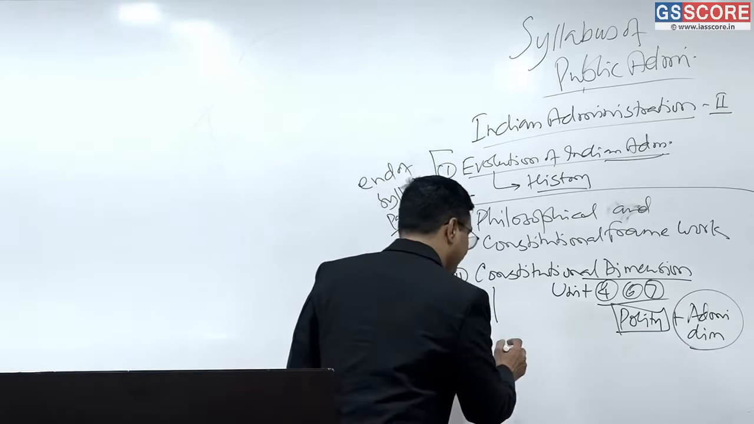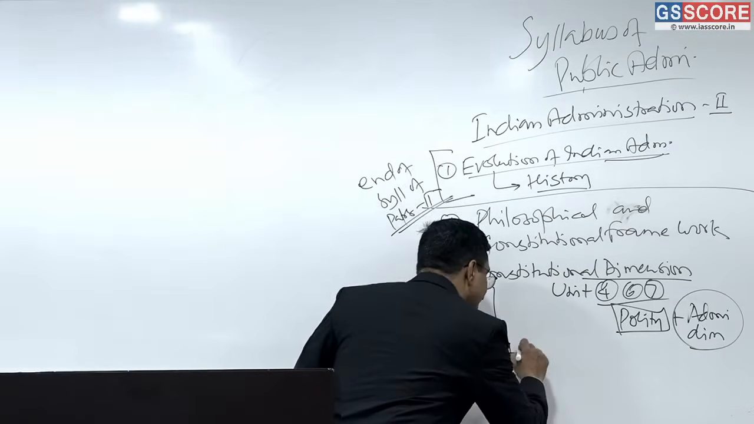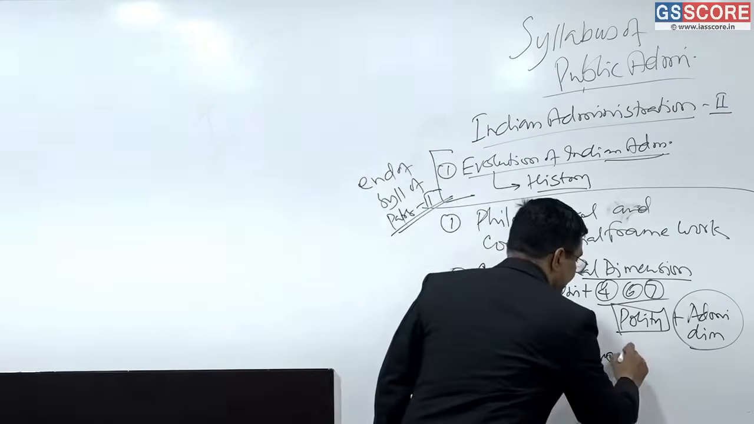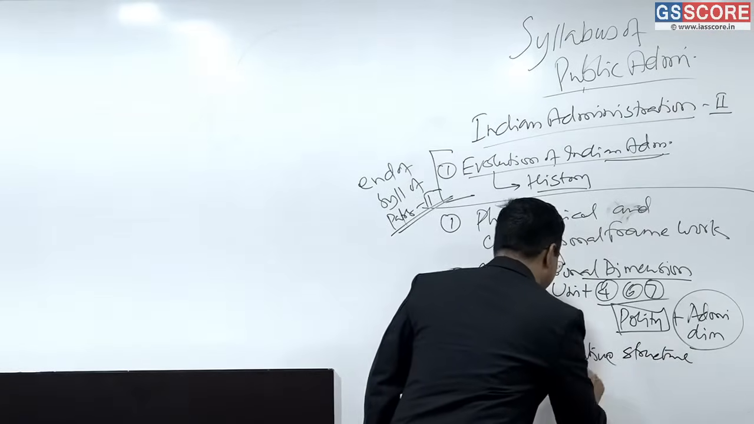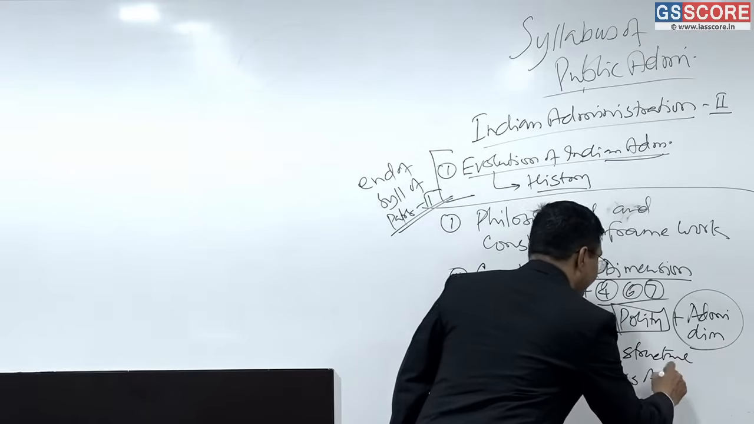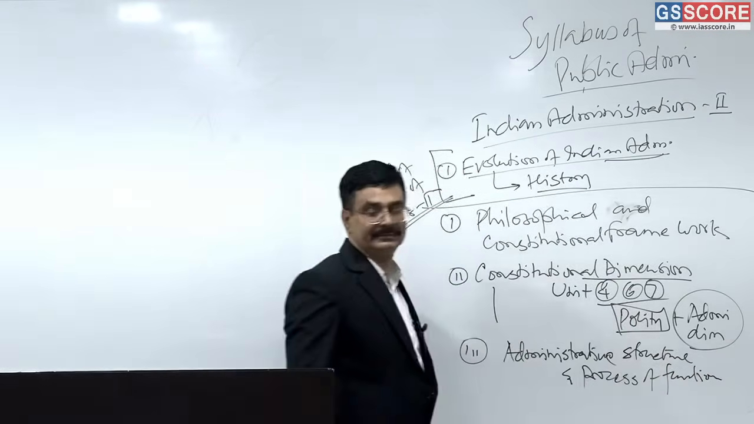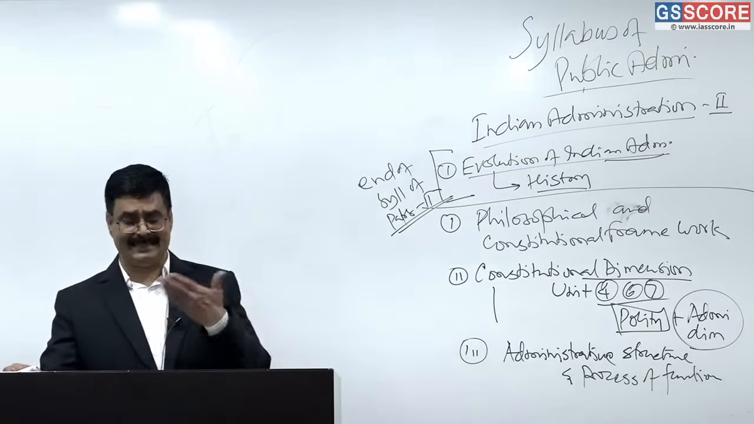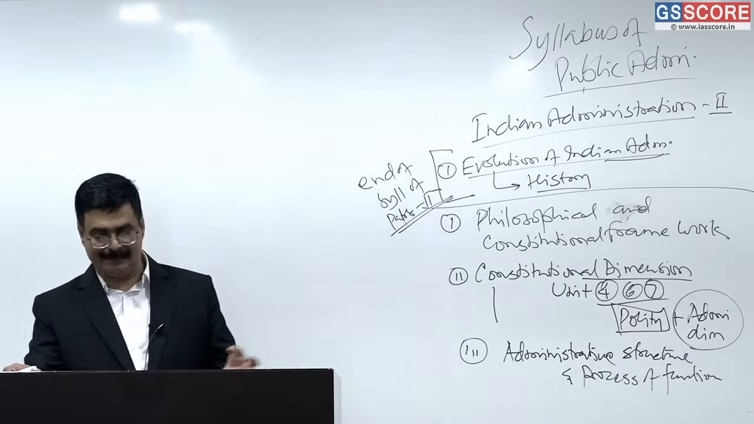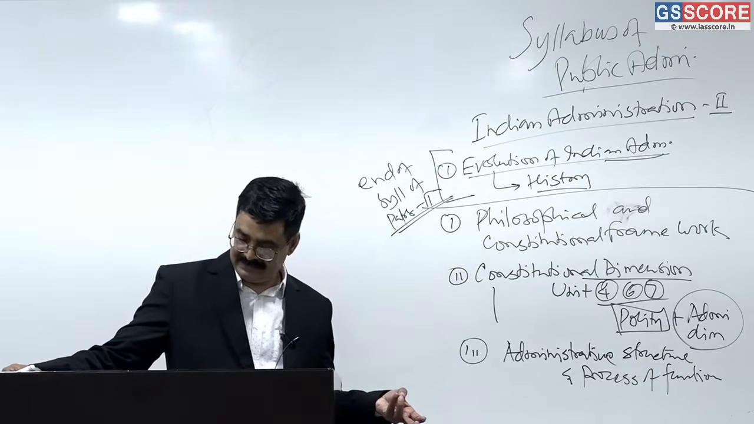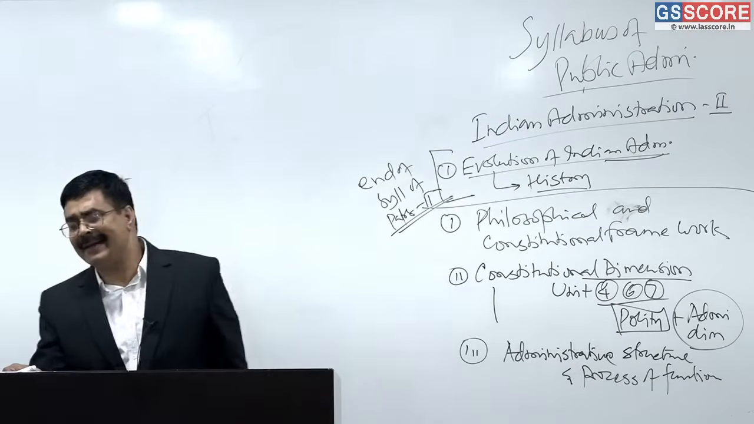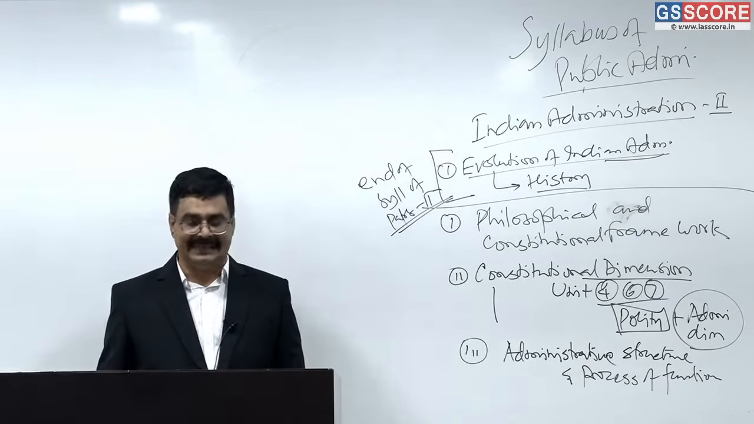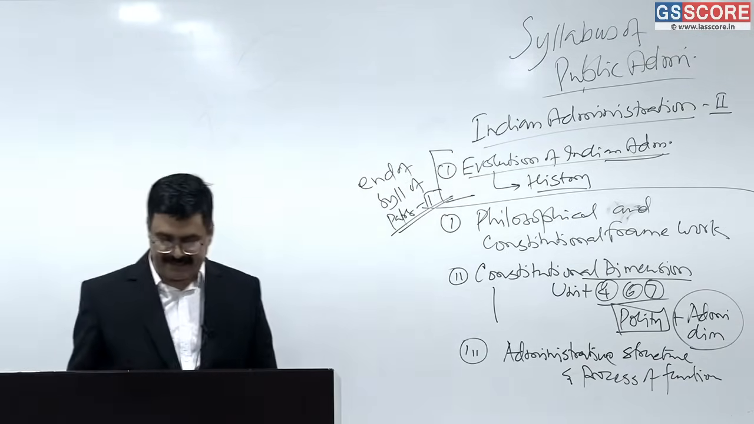And in the third segment we study about the administrative structure and process of function. So therein we study about when it is a matter of central government, then central secretariat, Prime Minister's office, cabinet secretariat happen to be the important area of discussion. Whereas state administration is there, then the chief secretary, state secretariat, directorate.